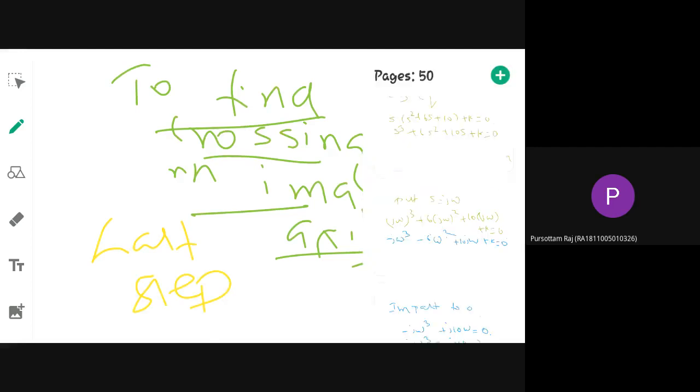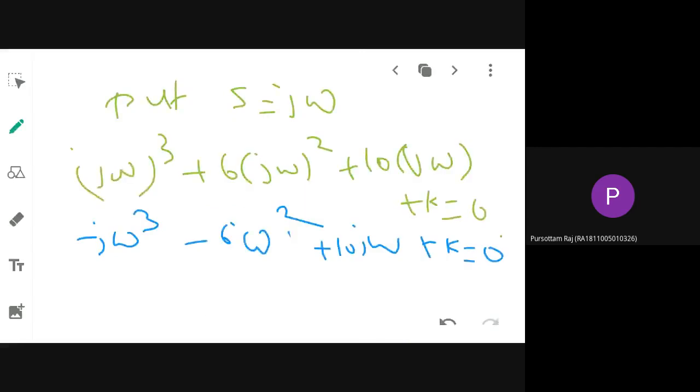Okay. Now, this is your characteristic equation: s cubed plus 6s squared plus 10s plus k is equal to 0. In that, what is to be substituted in place of s? s should be substituted as j omega. Substitute j omega, then you will be getting this equation.